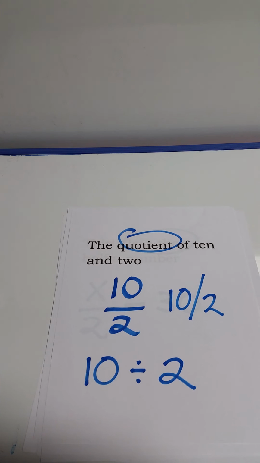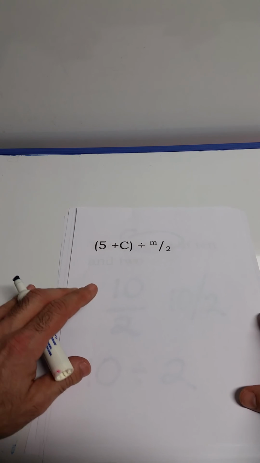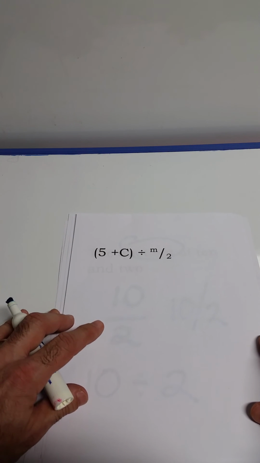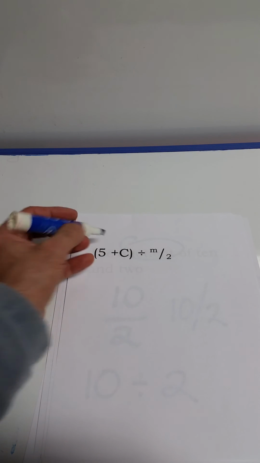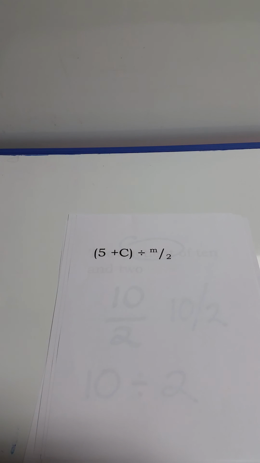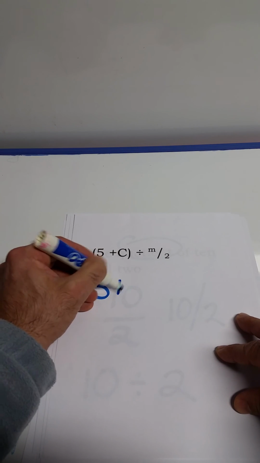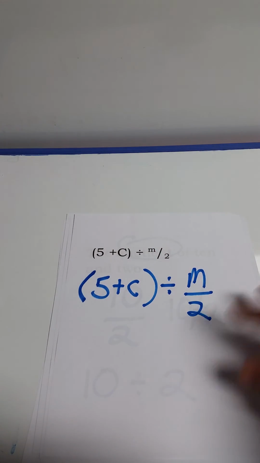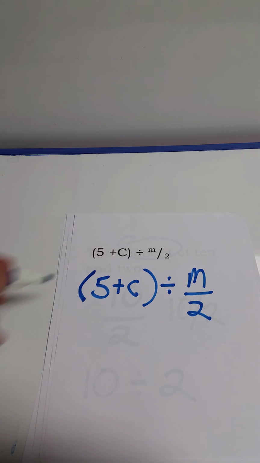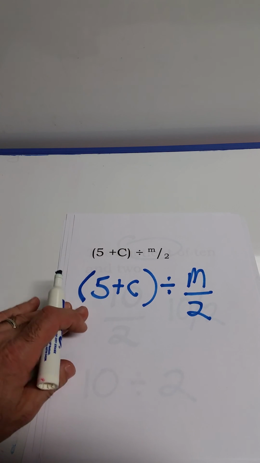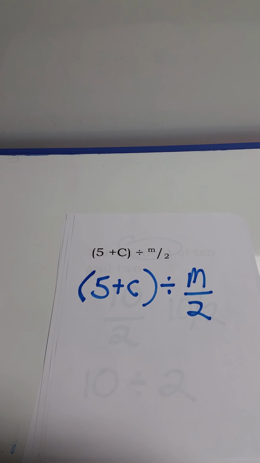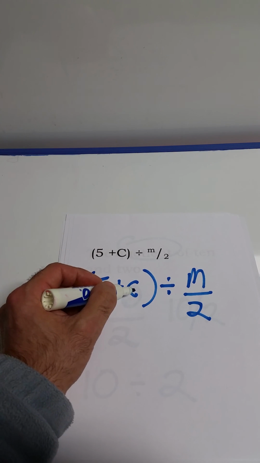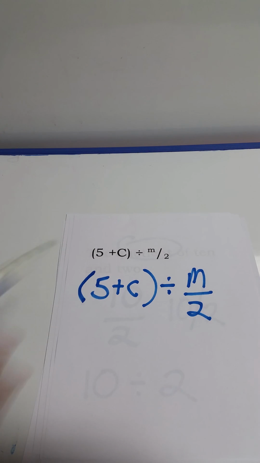This one's a challenge. See if you can make an expression out of this. We have, in parentheses, 5 plus c. Make it bigger. And then we have this. Since we have parentheses, remember in PEMDAS, parentheses comes first. So this is saying the sum of 5 and a number divided by half a number. Division and subtraction are not commutative.